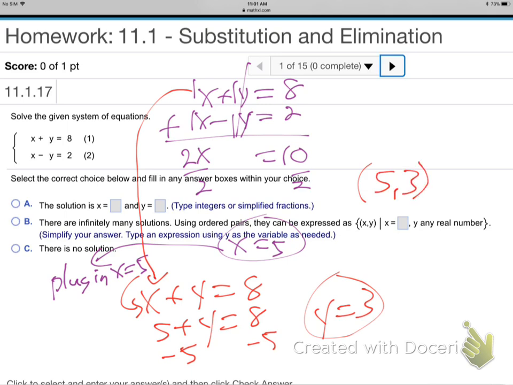They want like, oh no, they don't. They just want the 5 and the 3. Okay, that's all they want. There we go. Good? Easy, huh? Easy. You knew that before I did it, right?